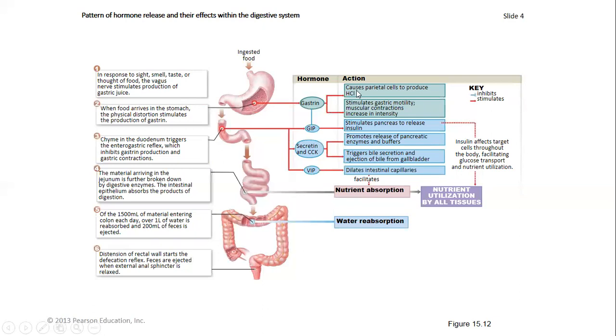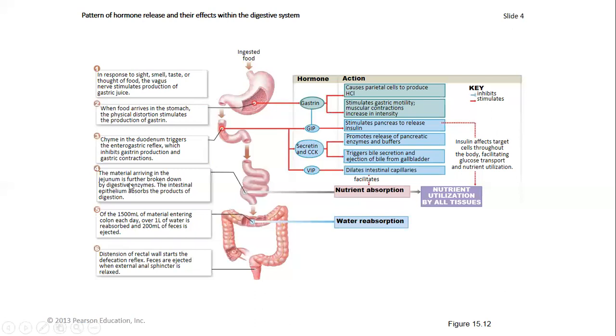Gastrin causes parietal cells to start secreting gastric acid, hydrochloric acid, HCl here, but also stimulates gastric motility to increase, where muscle contractions are increasing in intensity. When food arrives in the stomach, the stomach has been prepared for that food to arrive so it can digest and break it down, where chyme is produced in the stomach and then sent into the duodenum, which triggers an enterogastric reflex, which inhibits gastrin production from that point forward. Once food has made its way into the duodenum, the gastric reflexes no longer need to occur.